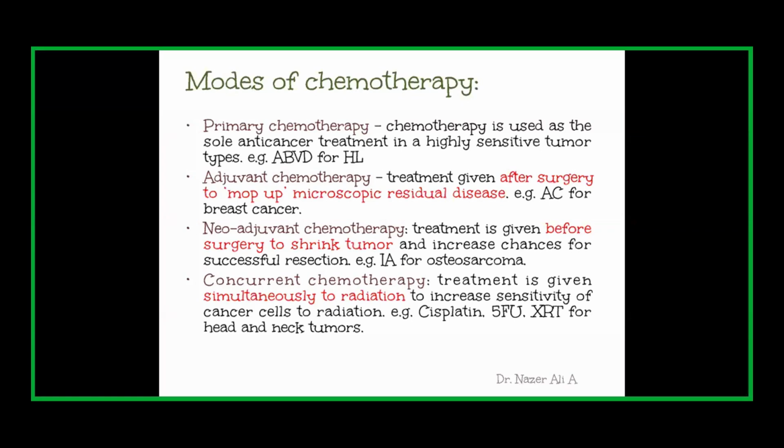And what about primary therapy? Primary chemotherapy is anti-cancer treatment in a highly sensitive tumor. As I told you, for lymphoma, leukemia and the like, we give primary chemotherapy, and there is a chance of complete cure. About concurrent chemotherapy, the patient takes radiation along with it. For example, if the patient has head and neck cancer, they will most probably get cisplatin. This cisplatin is a platinum coordination complex, as head and neck cancer is the least sensitive to chemotherapeutic agents.